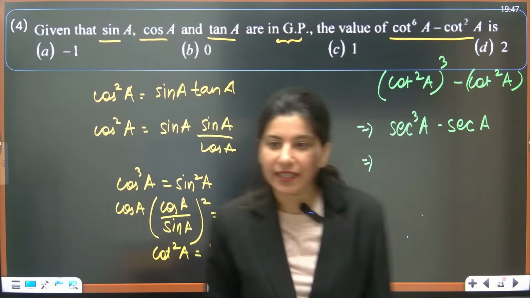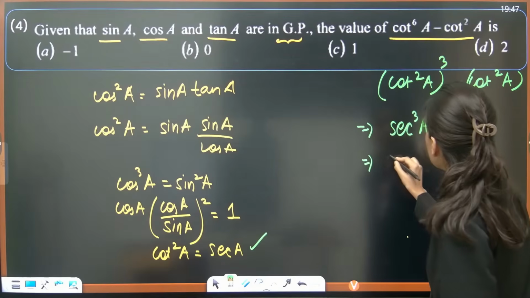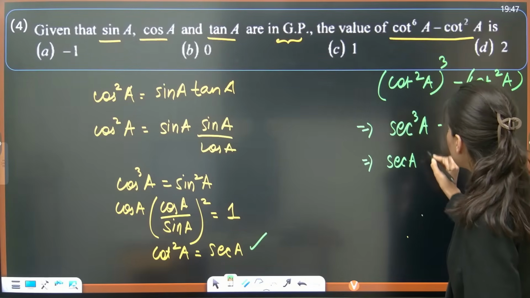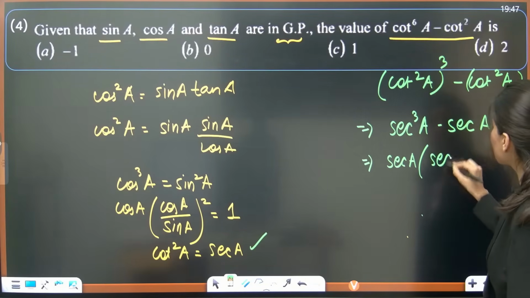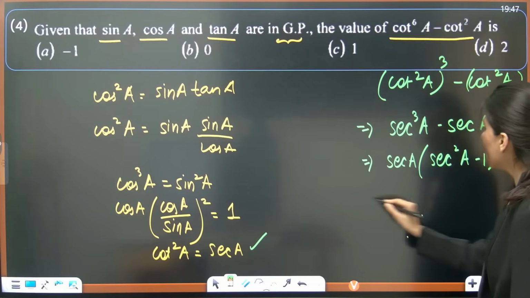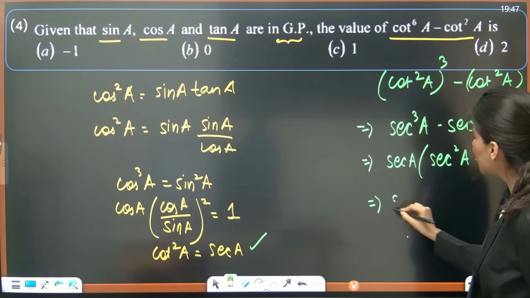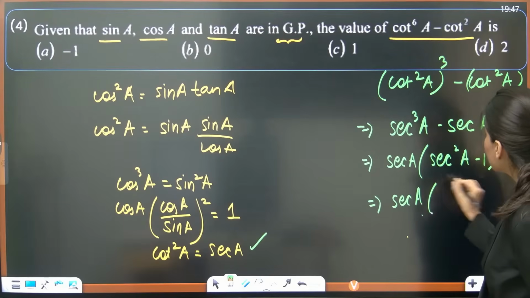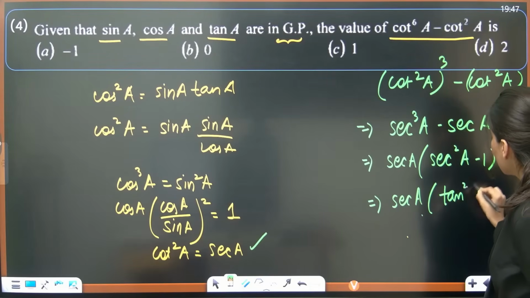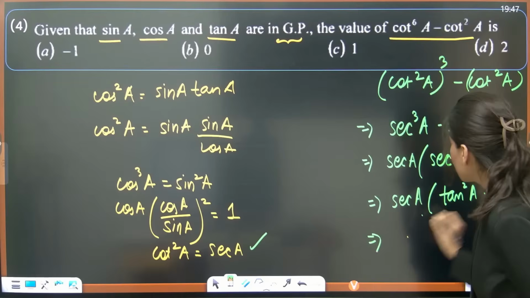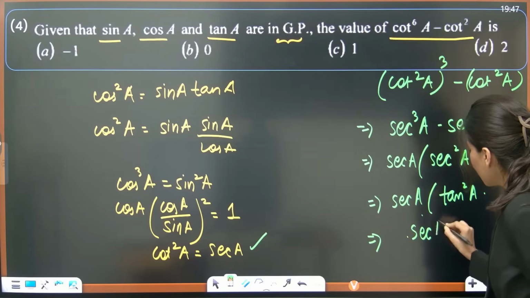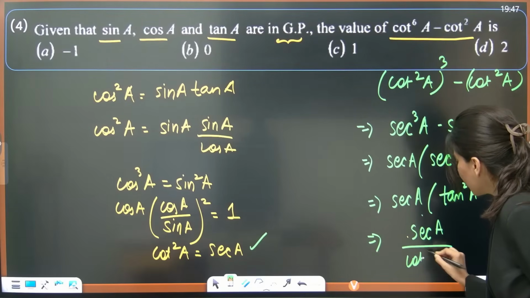Am I doing it correct? Now understand, if I just take sec A common, this is going to give you sec square A minus 1. Now sec square A minus 1 will be tan square A. Correct? And this is going to give you sec A upon cot square A.